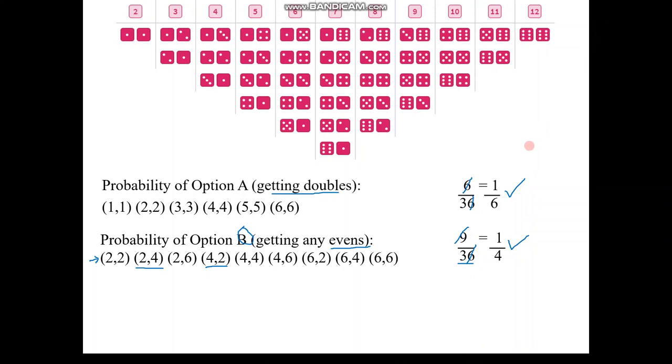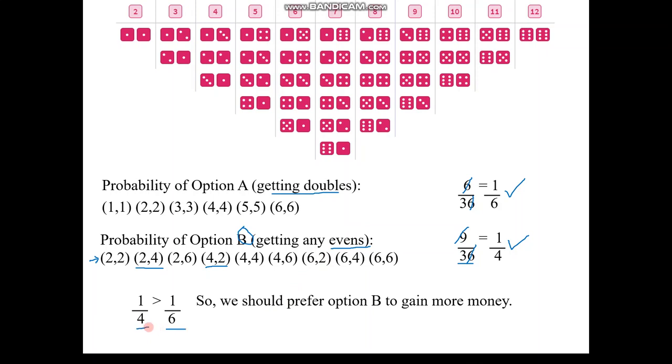So which option, A or B, makes sense? Which option should I choose to gain money? Yes, I should choose option B. Why? Because 1/4 is greater than 1/6. Yes, we should prefer option B to gain more money. Let's continue with the other example.